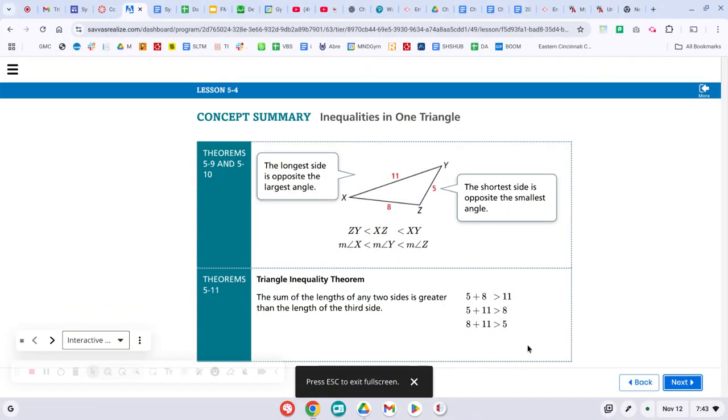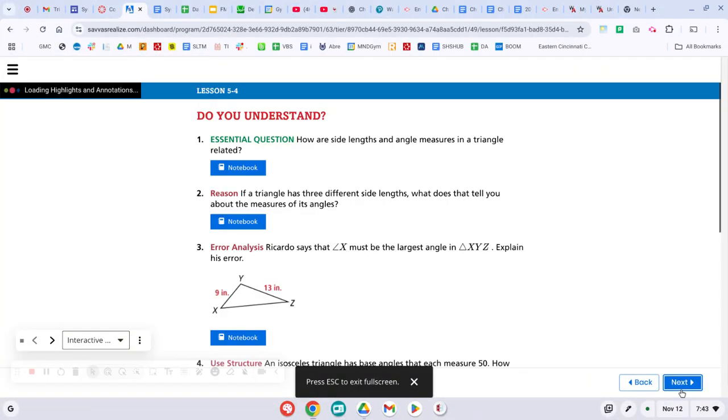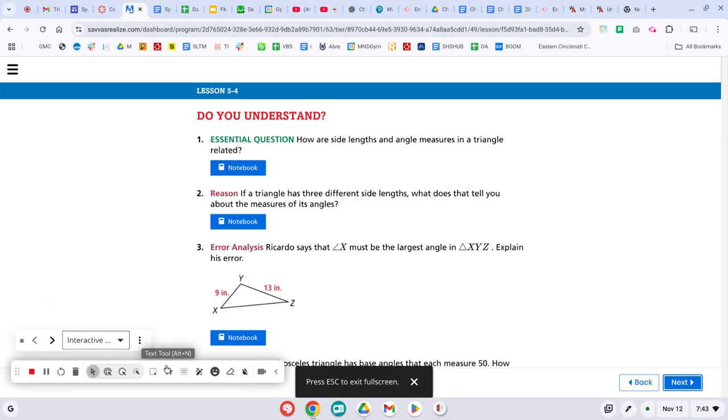And here's your summary. That was a quick one. Do we have anything else to do? Nope, now we're on to practice. Okay, hope this helps. Boom!